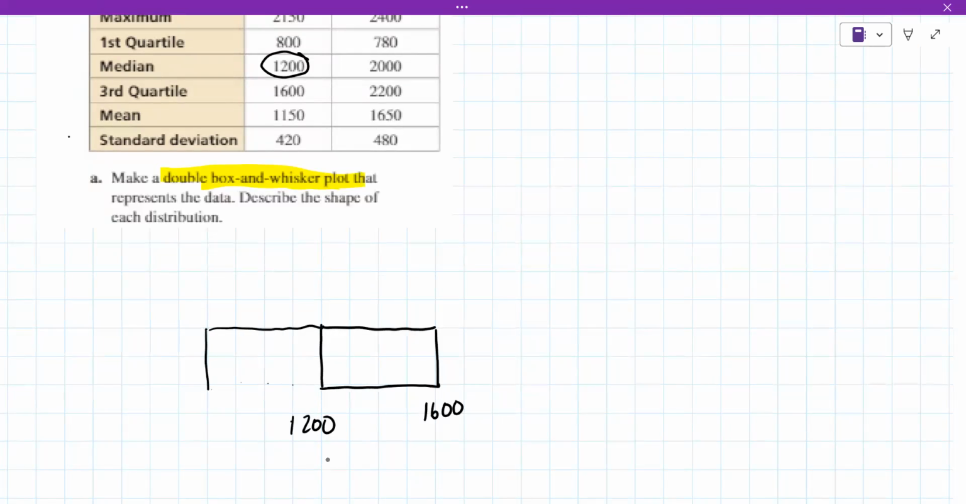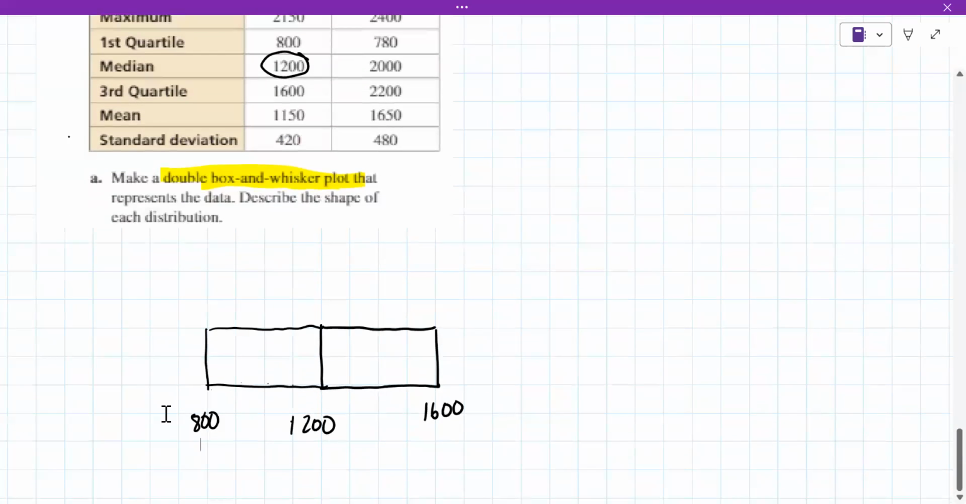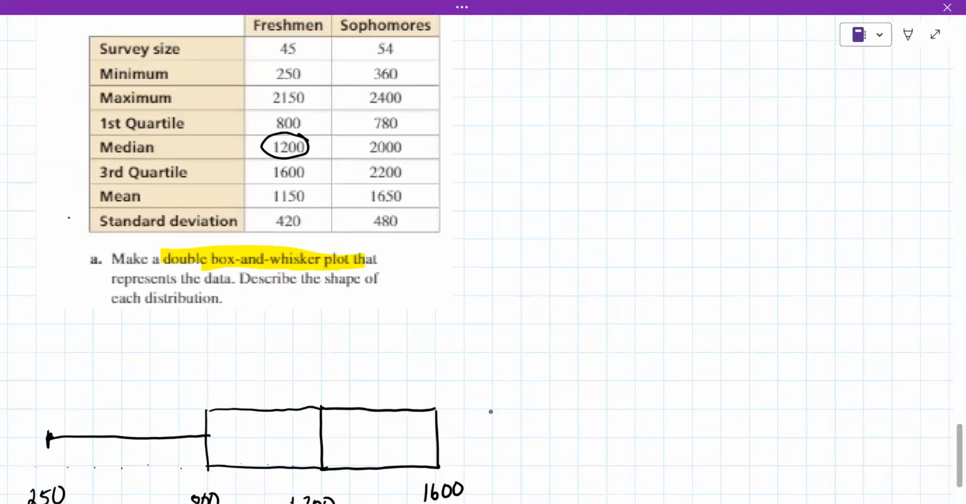So this one's kind of symmetric. You can see that there. And then you draw a whisker now to the min and to the max. So the min is 250. So it's 7, 6, 5, 4, 3, 2. So right kind of there, you draw kind of a whisker to the min. And then you similarly do the same thing to the max. The max is 2150. So you got 17, 18, 19, 20, 21. So kind of right in there is the max. And that's for freshmen.